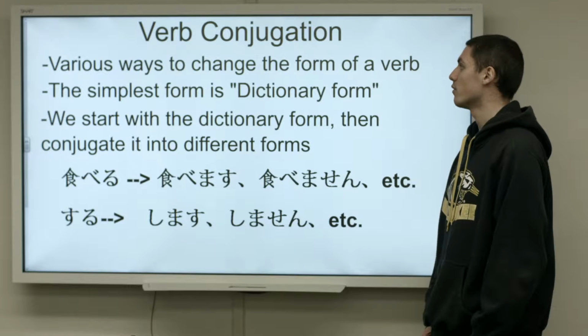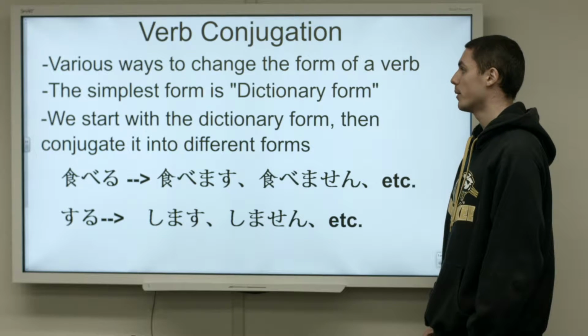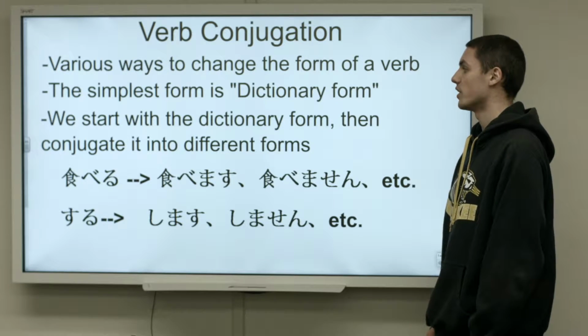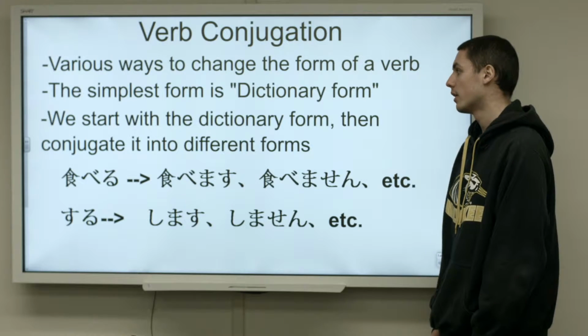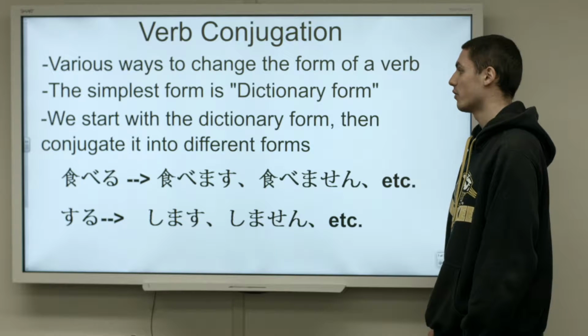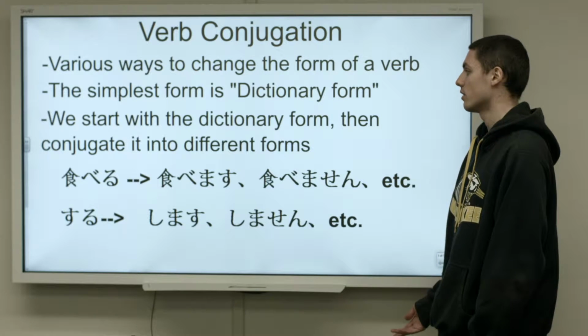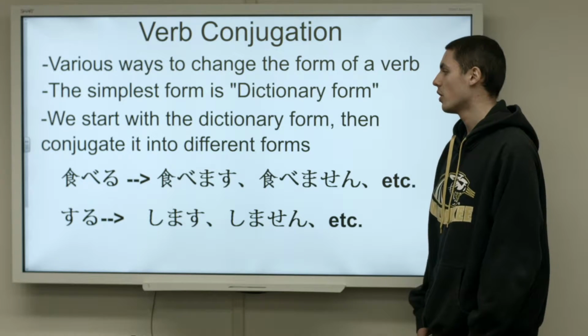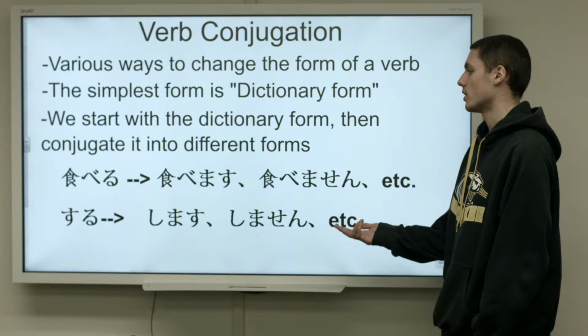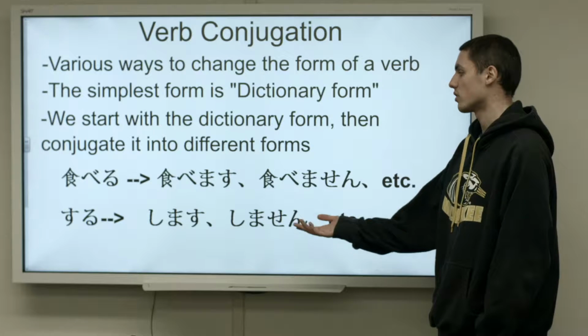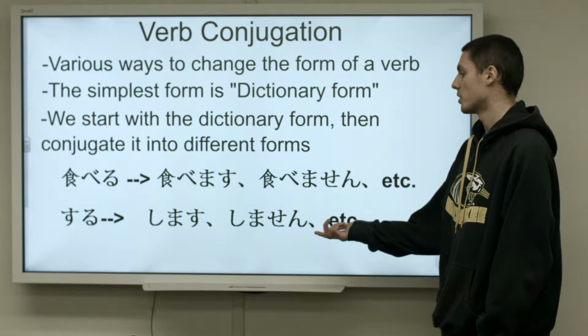So, there are a variety of ways to change the form of a verb. The simplest form is called the dictionary form, or the way that it's listed in a dictionary, hence the name. We start with the dictionary form, and we always conjugate it into different forms. So, for example, we have taberu, and that can be changed into tabemasu or tabemasen. We've got suru, and we've got shimasu or shimasen.